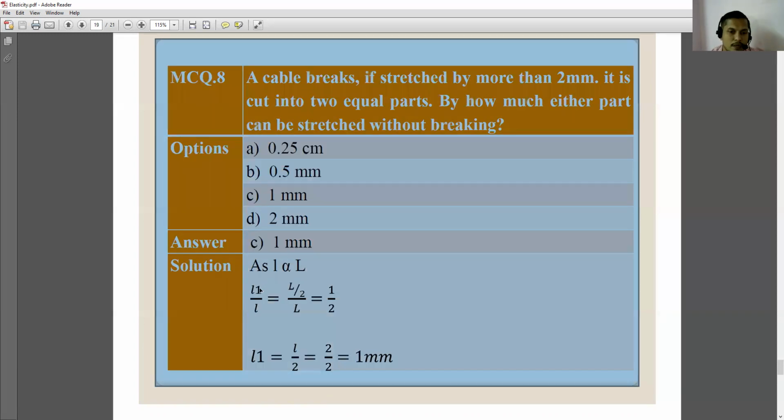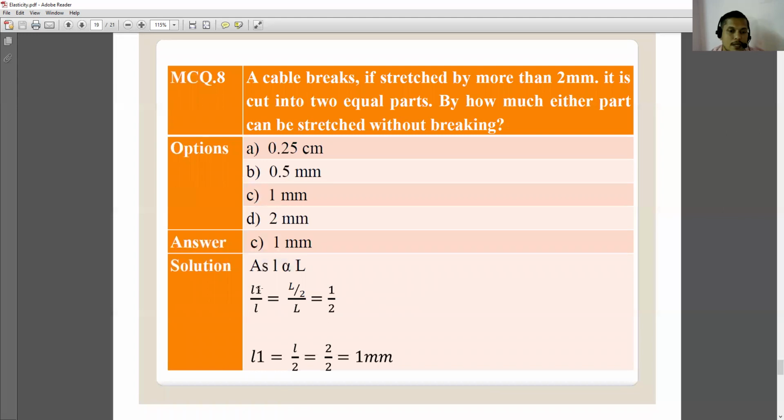So here we can write this as L1 upon L is equal to L by 2 upon L, which is equal to 1/2. इथं काय केले आपण? If stretched by more than 2 mm. Okay, so when we are considering this relation, it is L by 2. आपण याला कट केलं and it is becoming the half.